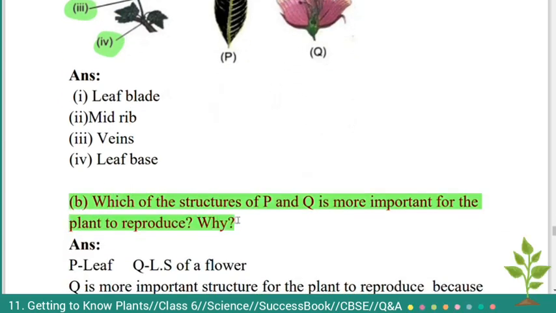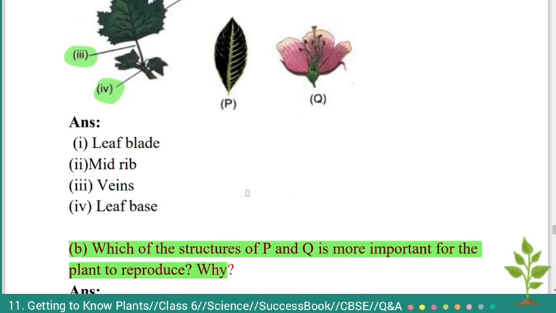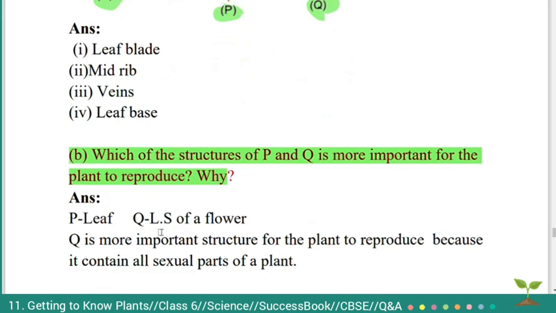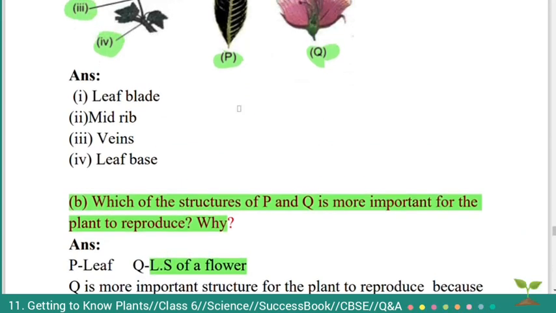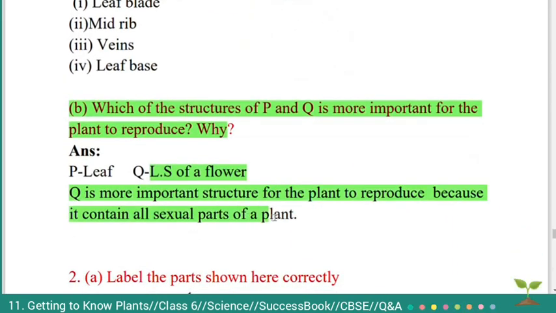Second one, which of the structures P and Q is more important for the plant to reproduce and why? So this one is P, leaf. This is Q. It is a lateral structure of a flower. P is a leaf, whereas Q is a lateral structure of a flower. Q is more important structure for the plant to reproduce because it contains all sexual parts of a plant.